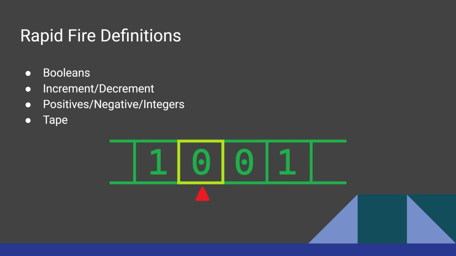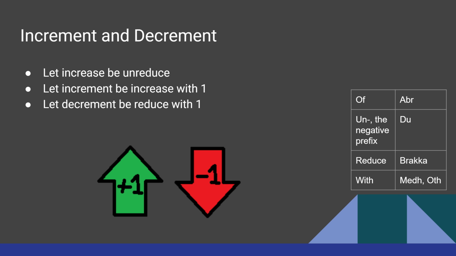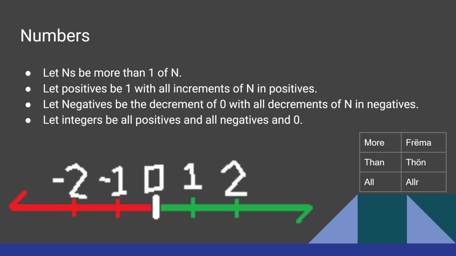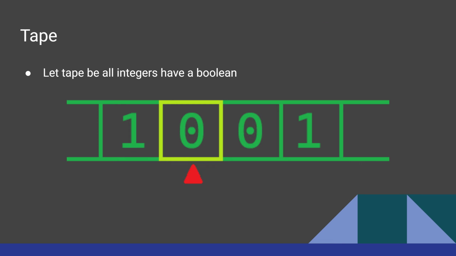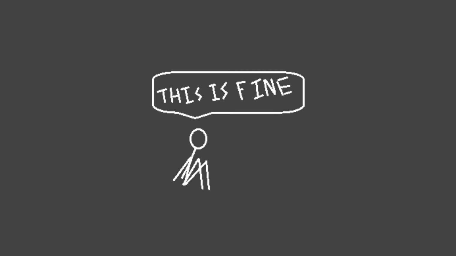I'm going to rapid fire some definitions at you which accumulate to the definition of a Turing tape. Increments increase by 1 and decrements reduce by 1. With increments and decrements, we can iteratively define positives, negatives, and integers. Booleans hold true or false. A register holds a Boolean, and a tape is where each integer is assigned a Boolean. Take a deep breath and tell yourself, this is fine. We don't have much more to go.